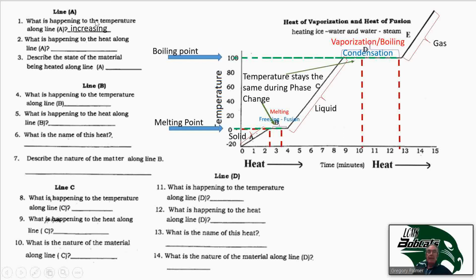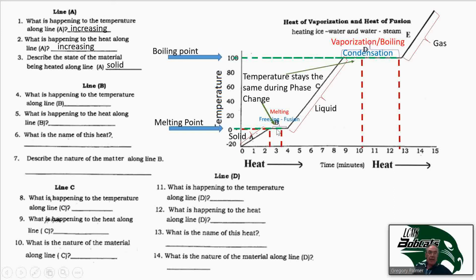Okay, so what's happening to the temperature along line A? Well, along line A, the temperature goes from -20 to 0, so it's increasing. What's happening to the heat along line A? Well, along line A, the heat goes from 0, and we said to about 2.5. So 0 to 2.5 is increasing. And the state of the material along line A is a solid. It's in the solid state. Now it's going to ask us about line B.